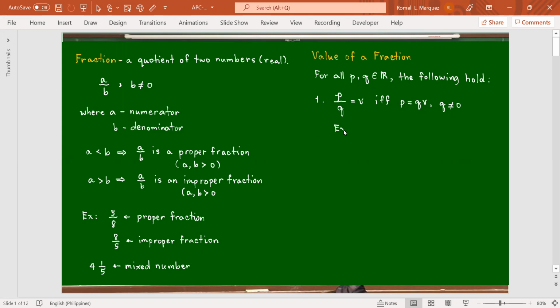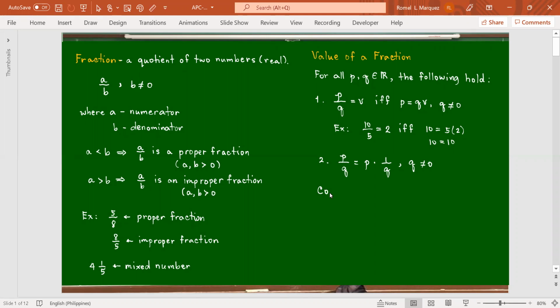So for instance, if I have 10 over 5, this is equal to 2 if and only if 10 is equal to what? 5 times 2. Okay? And we know that 10 is equal to 10. Get it, guys? Let's say I have this fraction P over Q. It is equal to a multiplication form P times 1 over Q. Okay? So as long as, of course, Q not equal to 0.